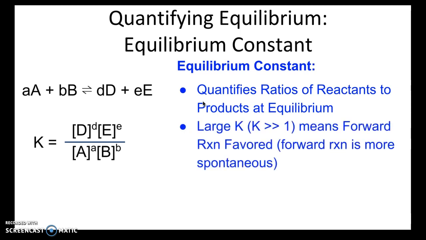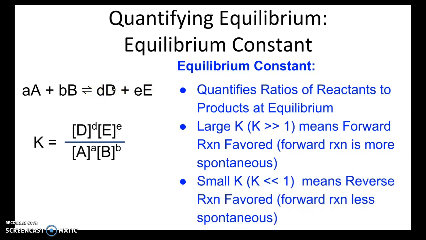Another thing to know is that if you have a large K, a K much greater than 1, that means the forward reaction is favored. That should make sense, because if you have a value greater than 1, since this is a fraction, that means the numerator, where the products are, is bigger than the denominator, where the reactants are. So you have a lot of products. The only way you can have a lot more products than reactants is if the forward reaction, which synthesizes or makes the products, is more favored.